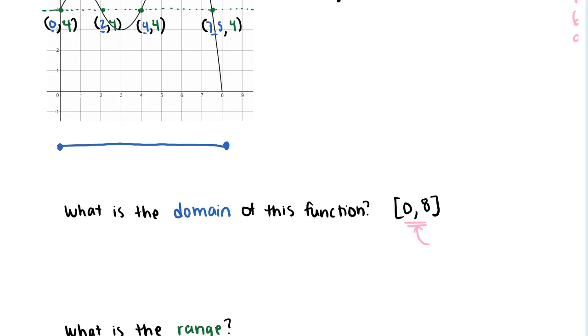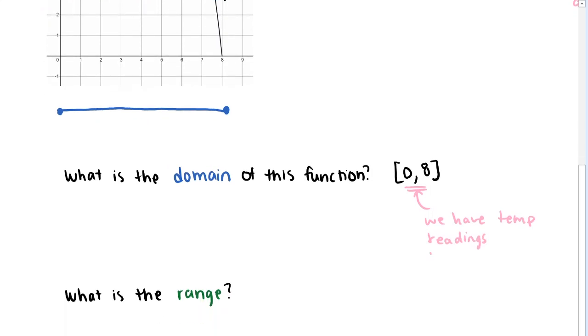And so another way of saying this is that we have temperature readings of the city between 0 hours after 2, so between 2 p.m. and 8 hours after 2, that's 10 p.m. Right, that's what our domain is describing.